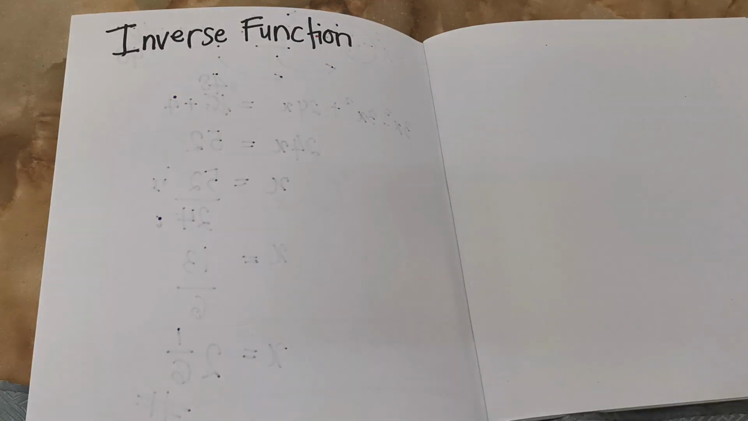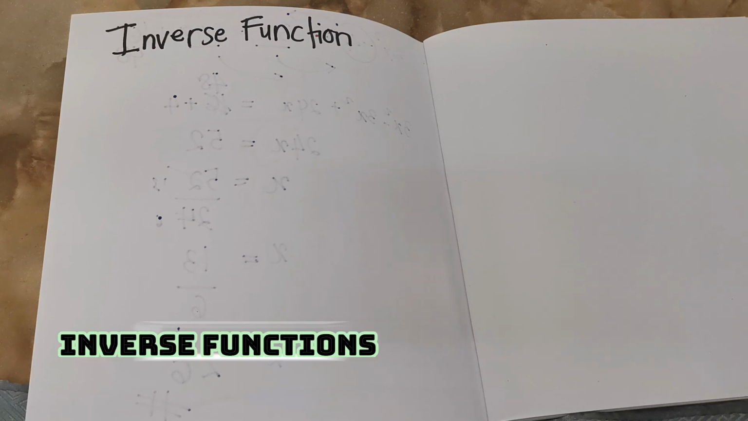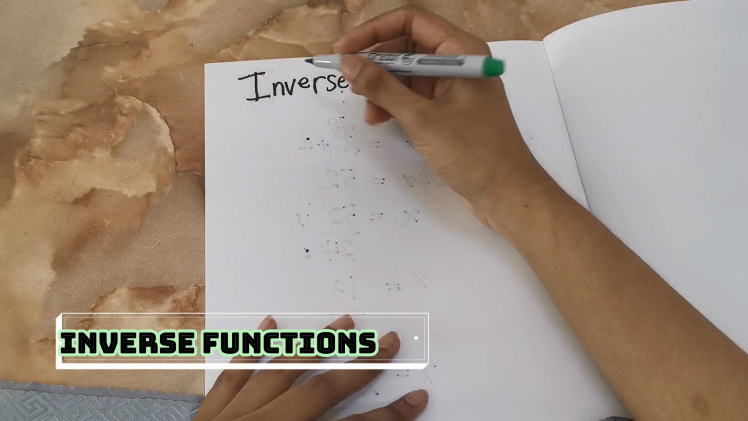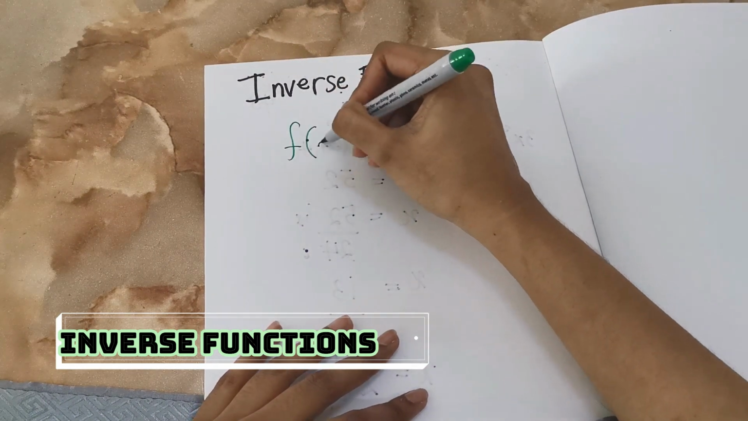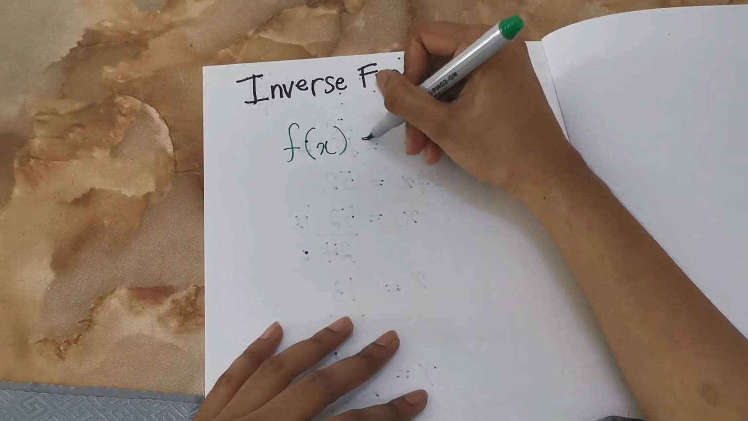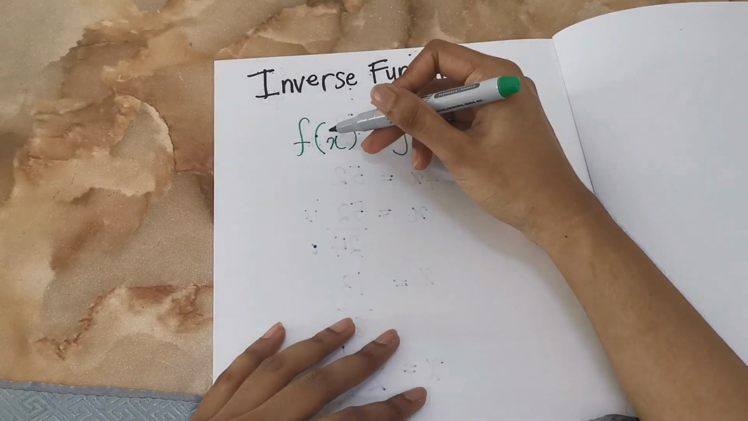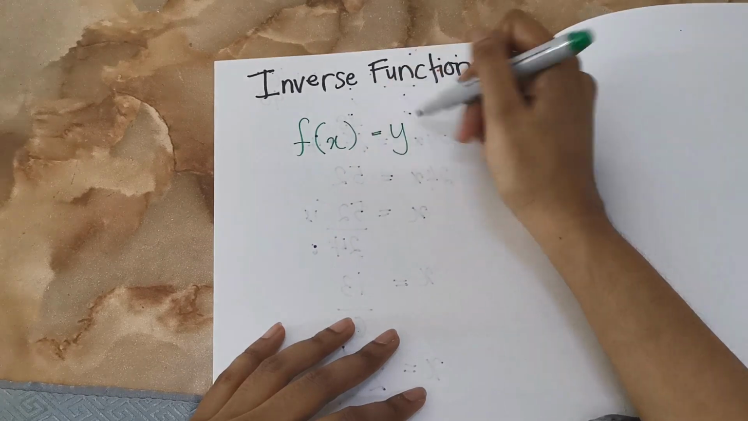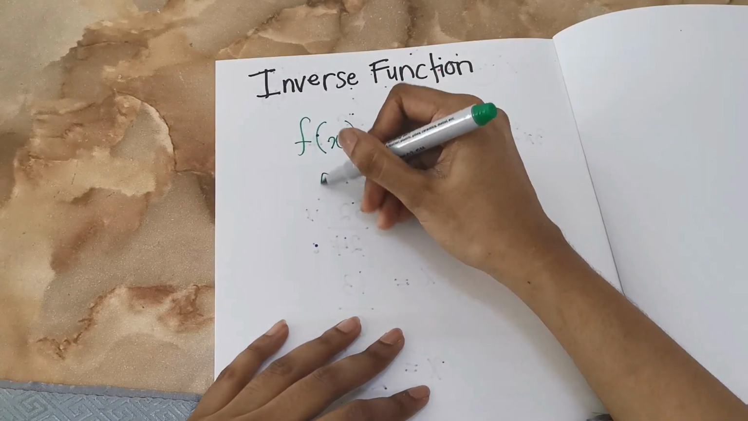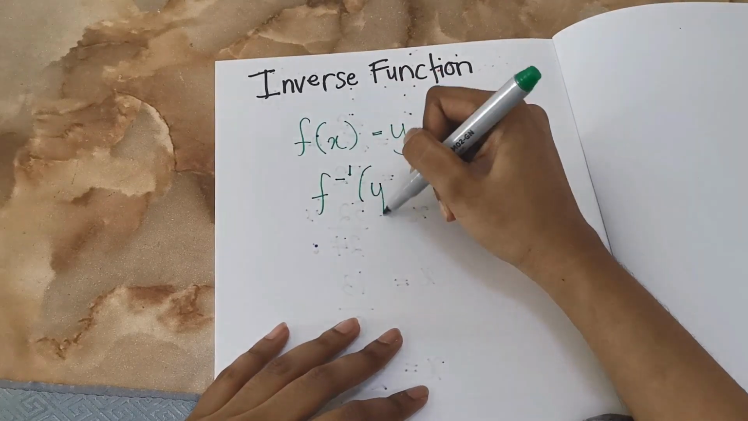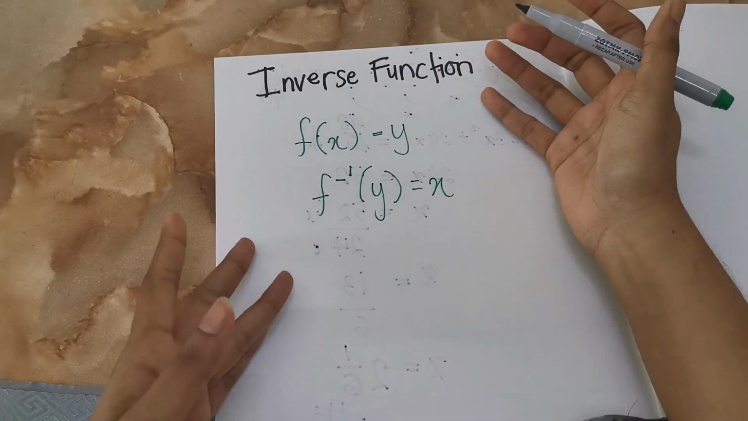Hi dear students, welcome to this video. In today's video I'm going to guide you on how to find the inverse function. The inverse function usually looks like this. A normal function is f(x), let's say equals y. Now if it's inverse, the y will go inside and the x will come to the right hand side. So it will look like this. So this is actually the inverse.